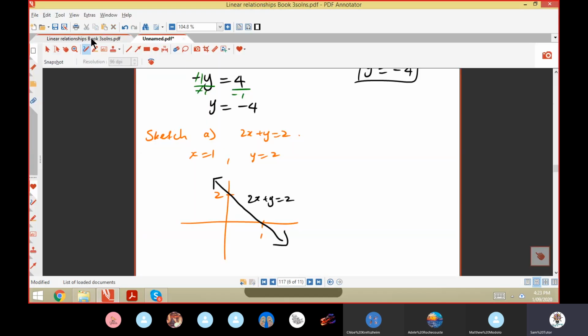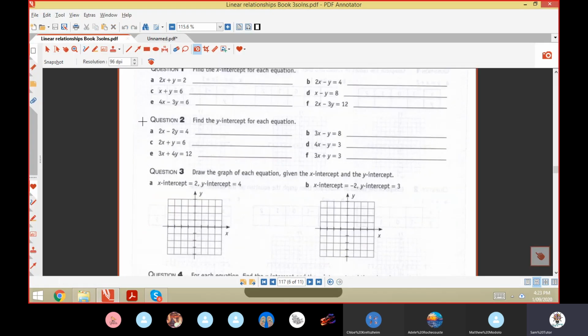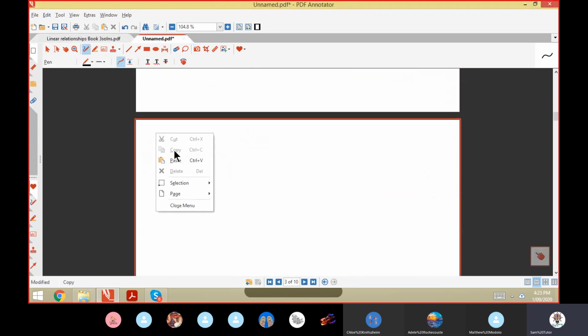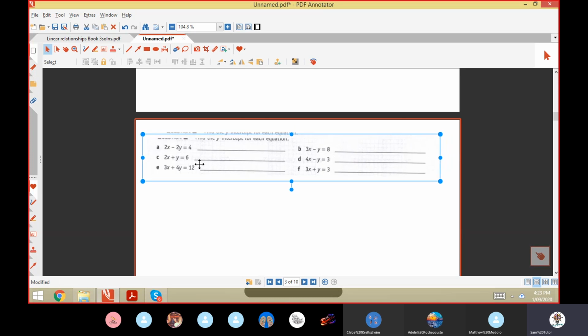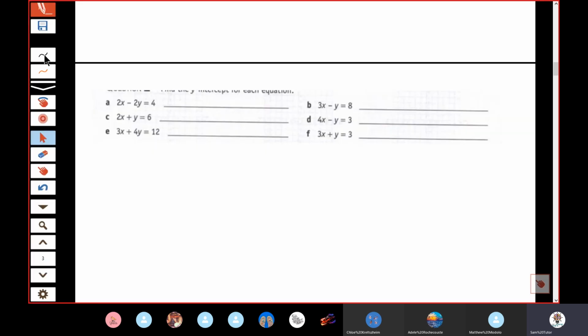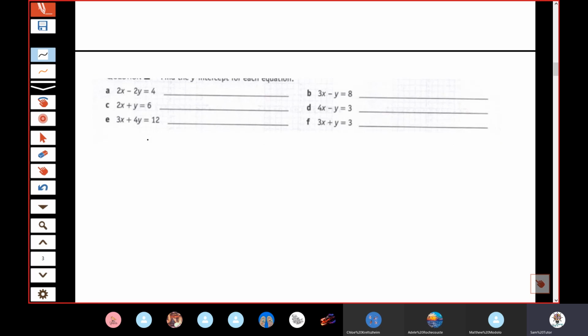Now, I'm going to get you guys trying this. You're going to try to do it for both, so x and y intercepts for each one. I'll do A, just to show you how you should set it out as you're writing these out. So A, 2x minus 2y equals 4.